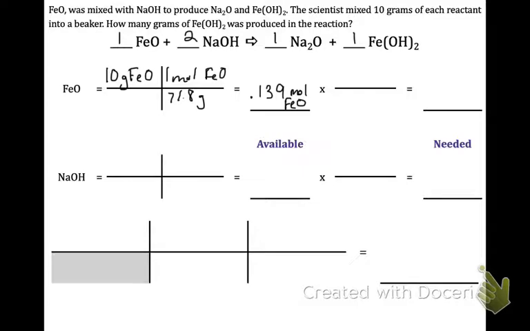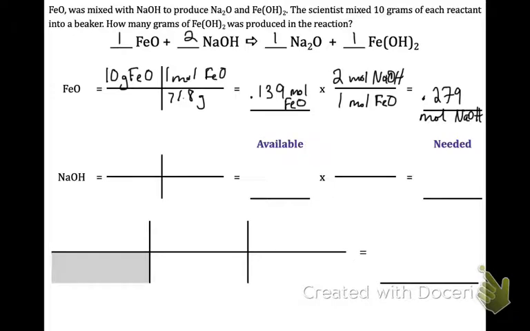I'm going to go ahead and turn the moles of iron 2 oxide and find out how many moles of sodium hydroxide I would need to run that reaction. There is 1 mole of iron 2 oxide for every 2 moles of sodium hydroxide. If I started with 10 grams of iron 2 oxide, I would need 0.279 moles of sodium hydroxide to completely react with that.